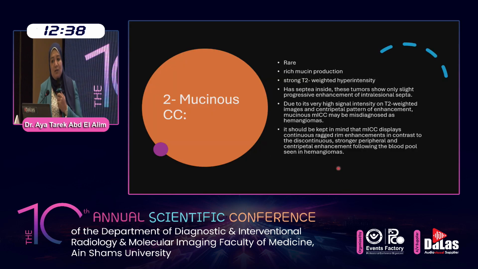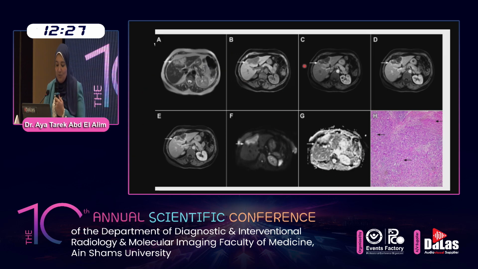The other form is mucinous. As we all know, mucinous means rich in mucin, and it will have high T2 and septation inside. This will appear as hemangioma because of the high T2, and as we see here in the axial, it has a cloudy appearance in early arterial enhancement. It does not look like the nodular enhancement of the hemangioma. So it is the mucinous form, and the diffusion restriction is a clue here. Mostly hemangioma doesn't have diffusion restriction in the wall like this.